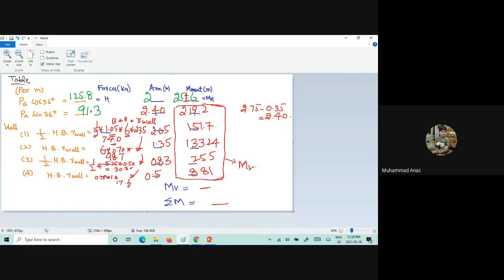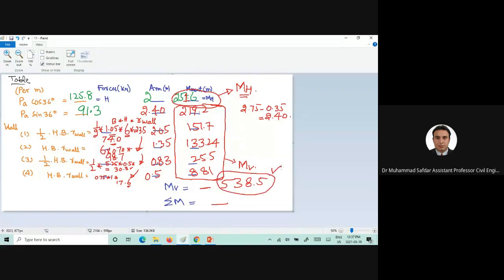Sir, MV 319.31. Please check again. Sir, 538.43. 538.53 kilonewton meter. Okay, this one will be kilonewton meter here.